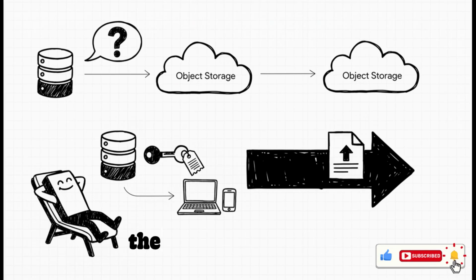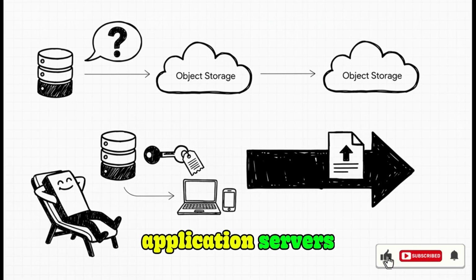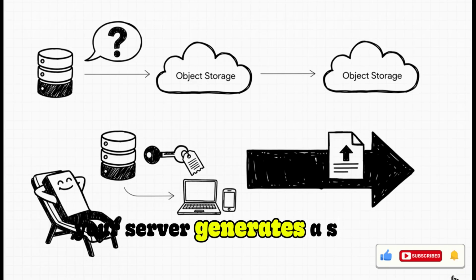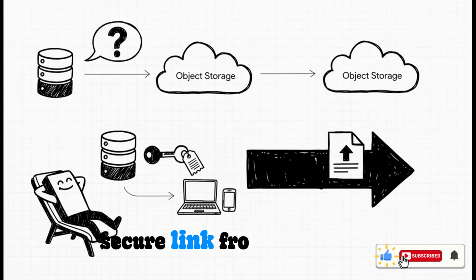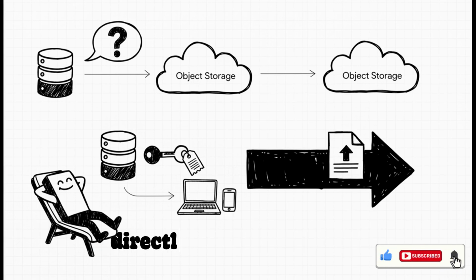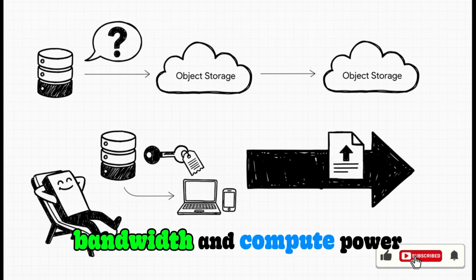Number 2 is explaining how you'll handle the actual uploads and downloads. The rookie mistake is to route the file through your own application servers. The pro move is to use pre-signed URLs. Your server generates a special, temporary, secure link from the object storage service. You hand that link to the client, and the client communicates directly with the storage. This saves all of your server's bandwidth and compute power.